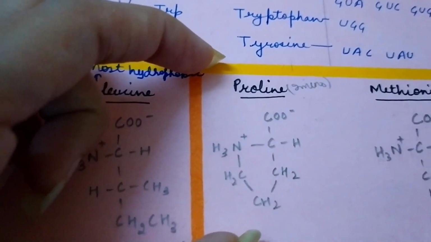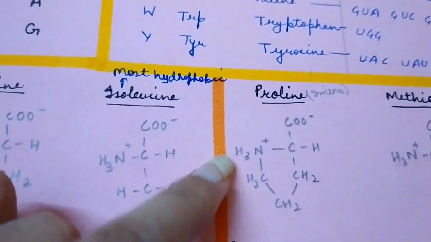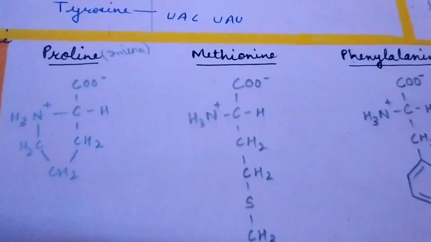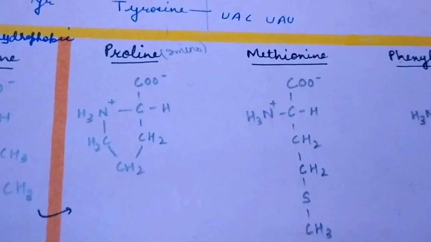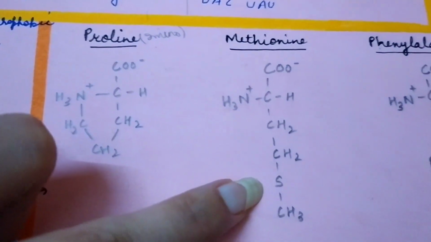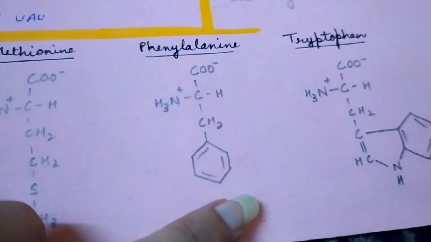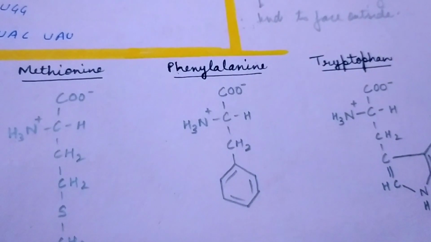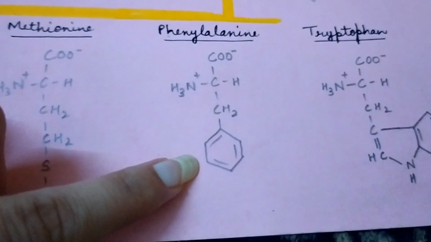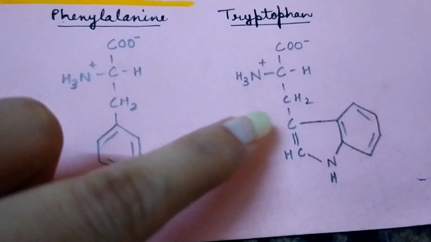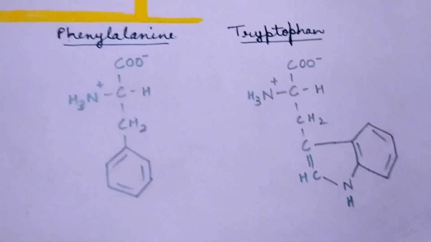Proline, which is imino, has 3 CH2s, and the last one is attached to NH, that's why it's imino. Methionine has 2 CH2, and as I said, cysteine and methionine are sulfur containing, so there is the sulfur and CH3: CH2, CH2, S, CH3. Phenylalanine and tryptophan are both aromatic, like we learned, and tyrosine also we'll see. Here it's just CH2 and a benzene ring. Tryptophan is C double bond CH, NH, a 5 ring, and then a benzene ring.